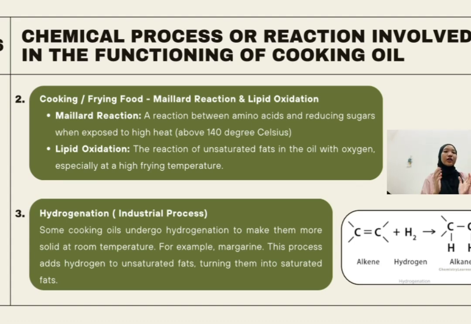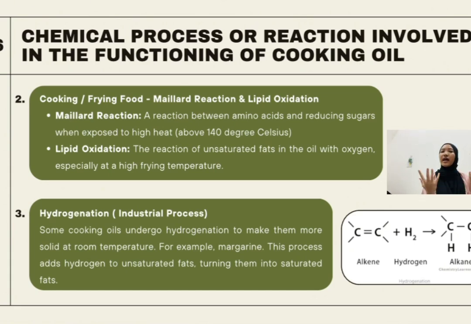So last but not least, we have hydrogenation. It is a chemical process that is fairly important in the chemical industry. Some cooking oils undergo hydrogenation to make them more solid at room temperature, for example, margarine. This process adds hydrogen to unsaturated fats, turning them into saturated fats.